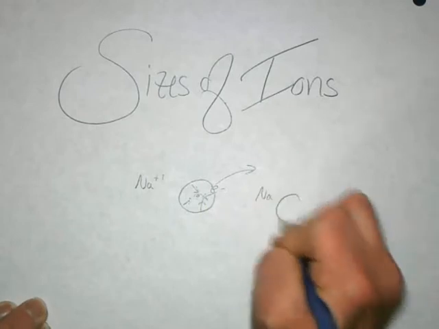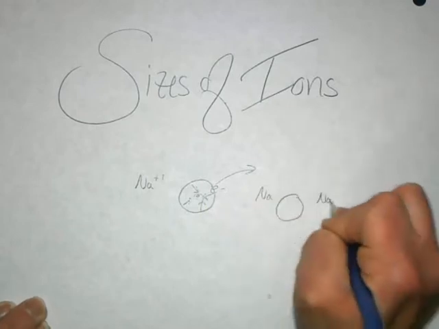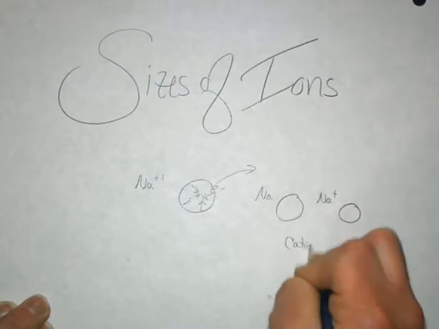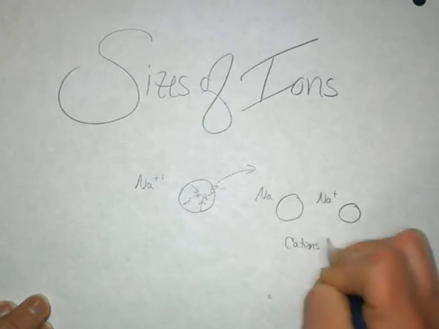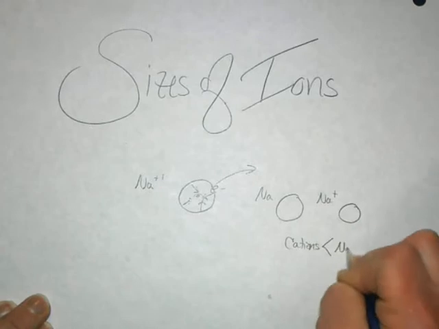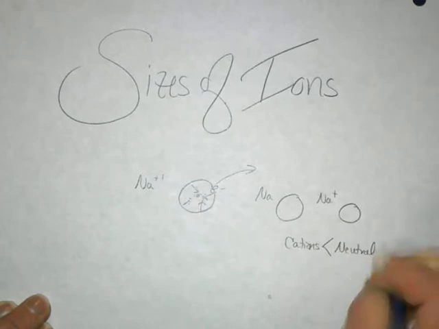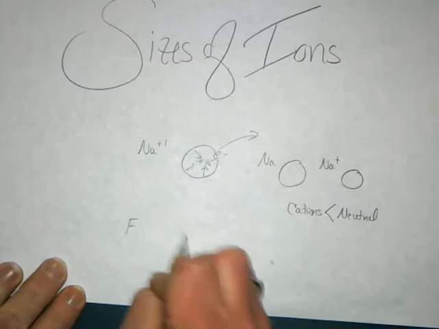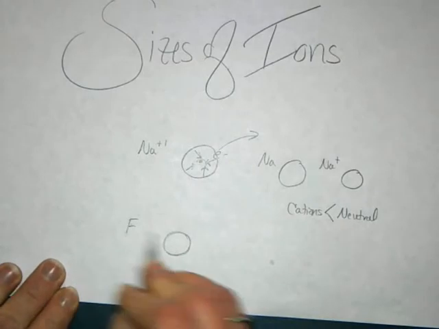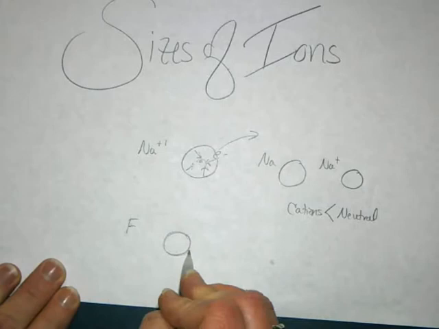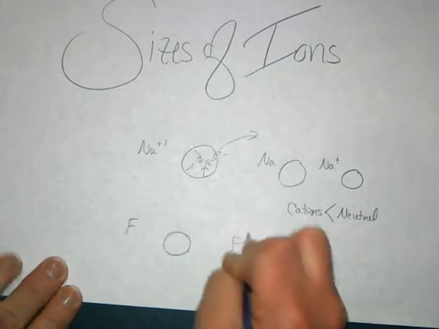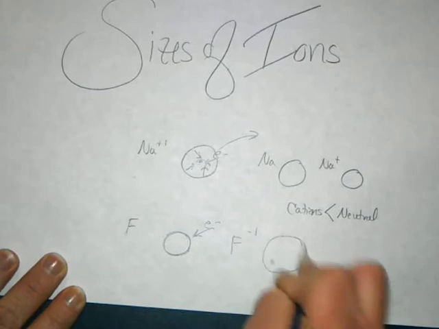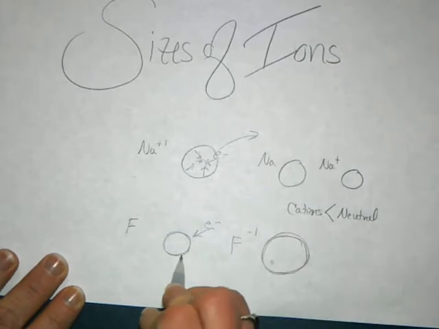Sodium neutral is always larger than its associated cation. Cations are always smaller in size than their neutral counterparts. Whenever we form anions, let's take fluorine for example. Fluorine is very small because it's the end of its row. Whenever it forms fluoride and we gain an electron, anions are always larger than their neutral counterparts.